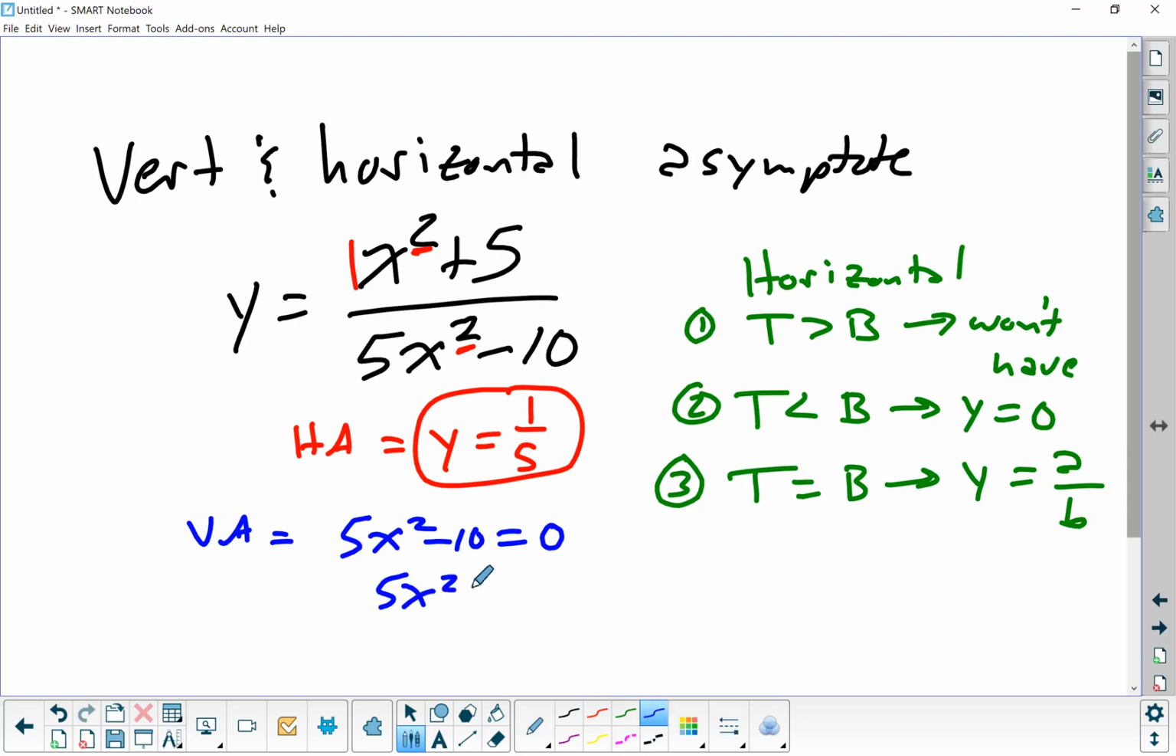Muse, what do you got? What does number 3 say? The y equals what over b? A over B. A over B.